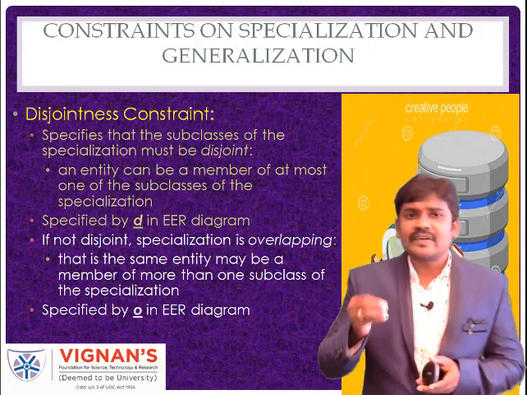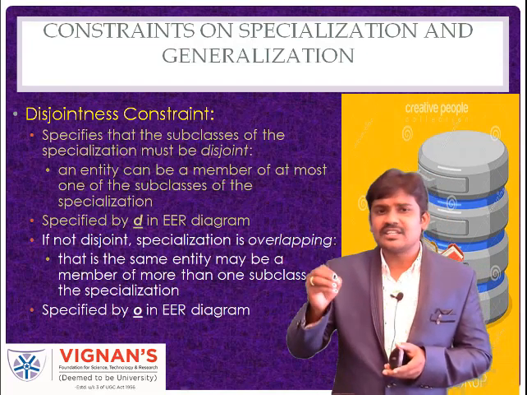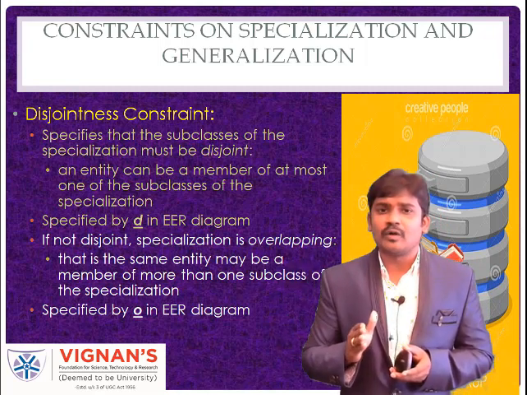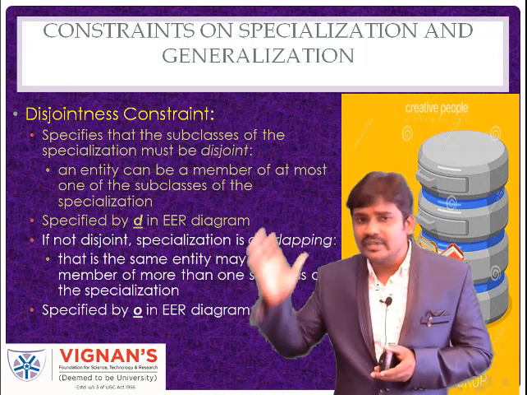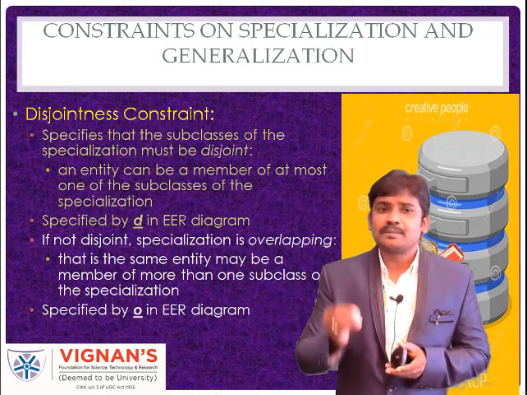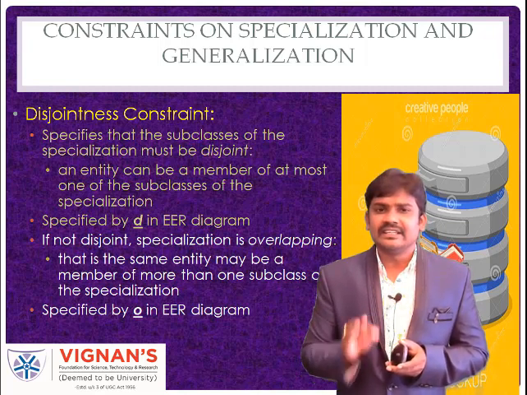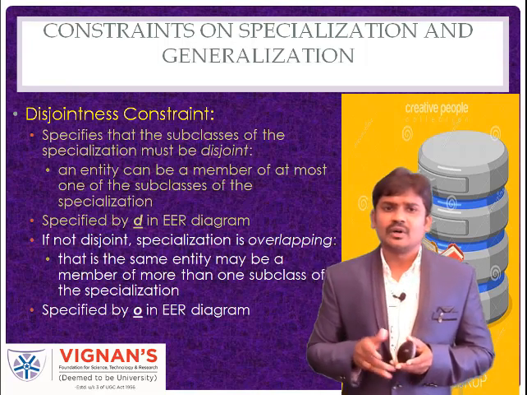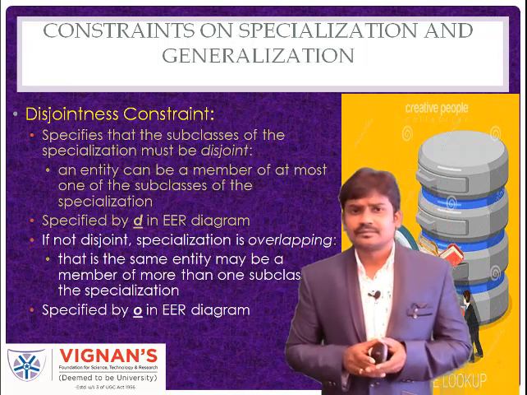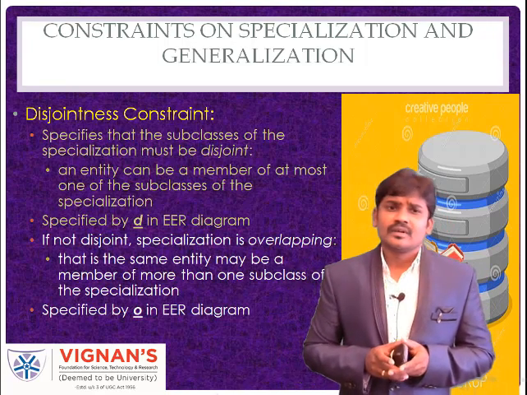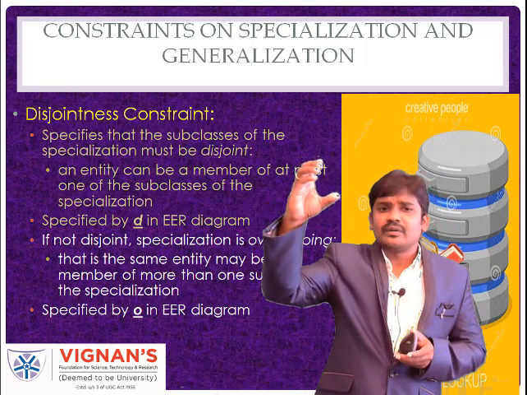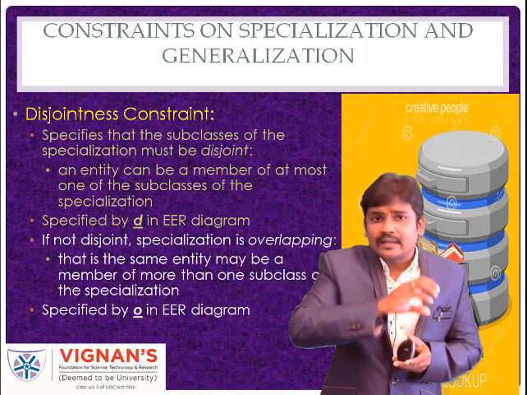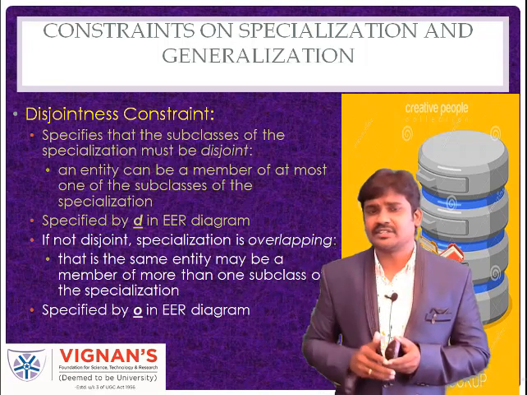It specifies that the subclasses of a specialization must be disjoint. An entity can be a member of at most one of the subclasses of the specialization, that is specified by D in the EER diagram, enhanced entity relationship diagram. So let us take an example for this statement. So here the entity type is the superclass. That entity can be a member of at most one of the subclasses of the specialization.